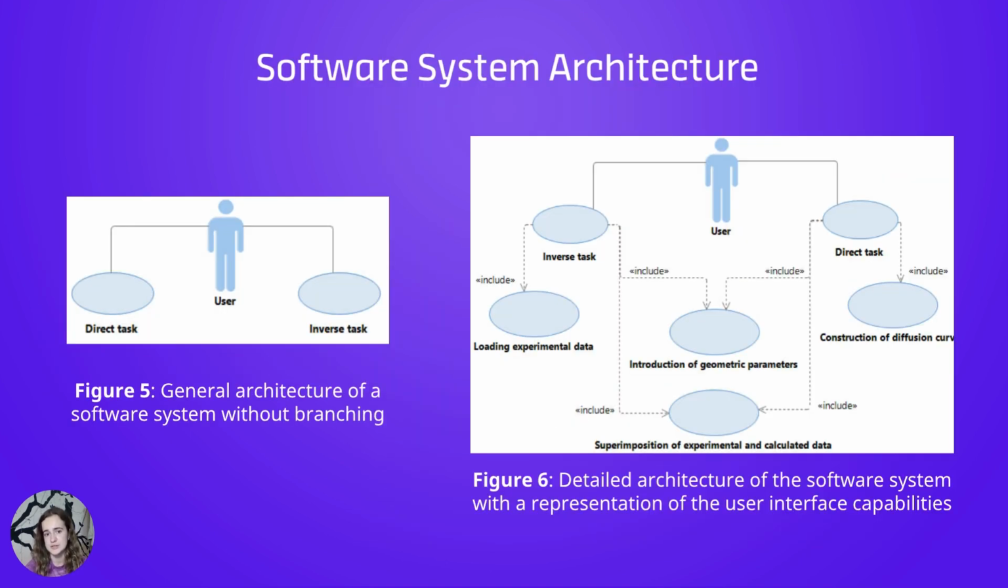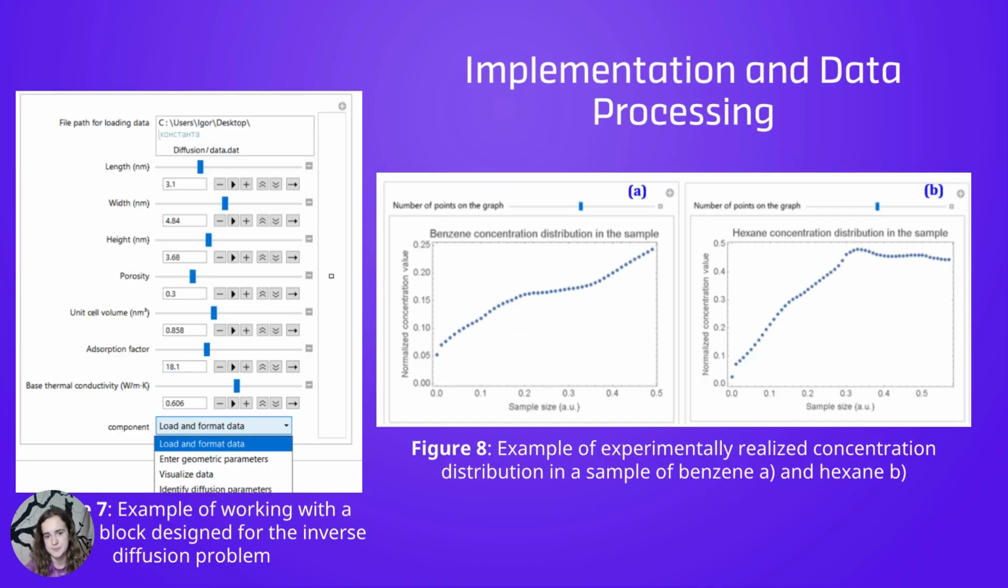The software system was built in Wolfram Mathematica 12. It has two main parts. The first part finds diffusion coefficients using experimental data, while the second simulates mass transfer based on these values. The system is modular, so it allows users to change inputs, visualize results, and compare calculations with experiments.